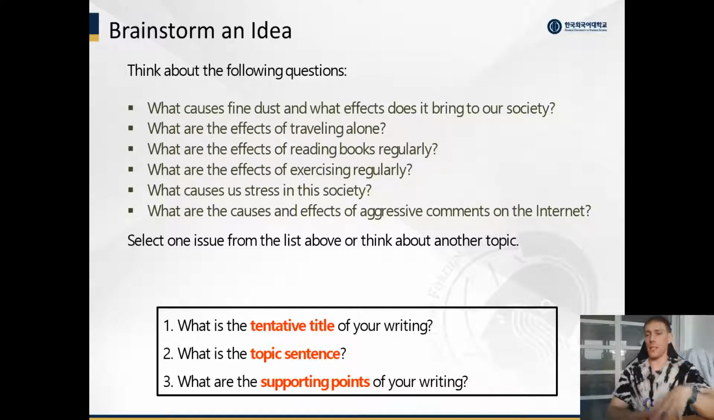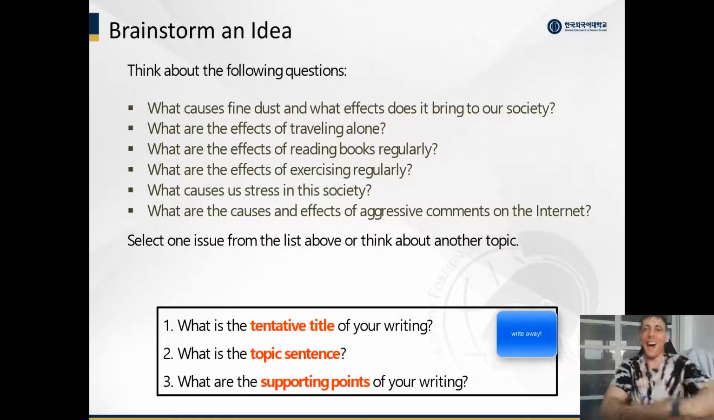And you have to write down in your textbook or on your paper: number 1, what is the tentative title of your writing? Number 2, what is the topic sentence? Number 3, what are the supporting points of your writing? So you have three things to write down, and give some examples. You'll have to give like two examples, supporting points, ideas, what do you think for those, okay? So, you know what to do. Pause me now. Alright, and you've done it.